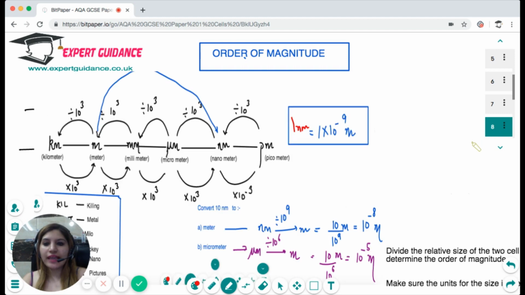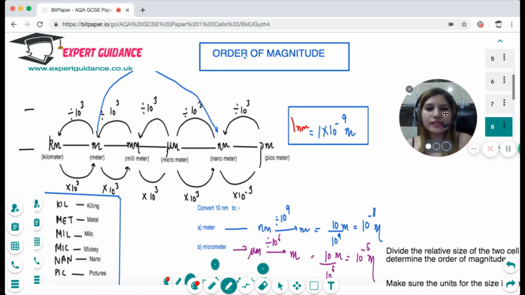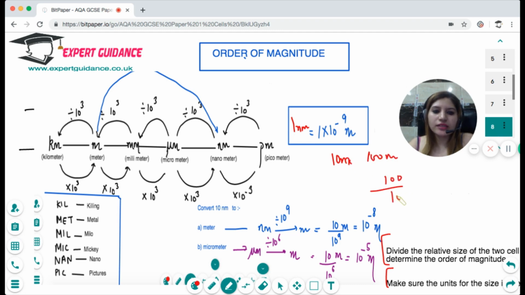Okay, so next, in your syllabus, there's a topic on order of magnitude. Now, what is order of magnitude? They'll give you the size of two cells, and then they'll ask you what is the order of magnitude of the two cells. So what you need to do is divide the size of the two cells, okay? And that will give you the order of magnitude. So for example, if one cell is, let's say, 10 meters, and the other cell is, let's say, 100 meters, you divide the two sizes, so you will get the answer as 10. So it means that one cell is in the order of magnitude 10 more than the other. Okay, so for that, it is very important that the units are the same.